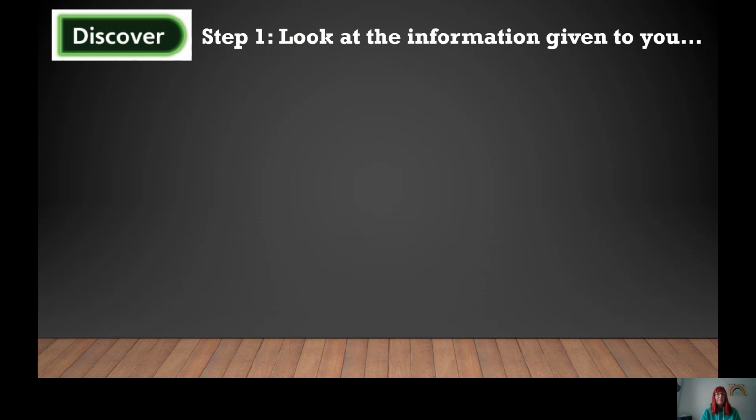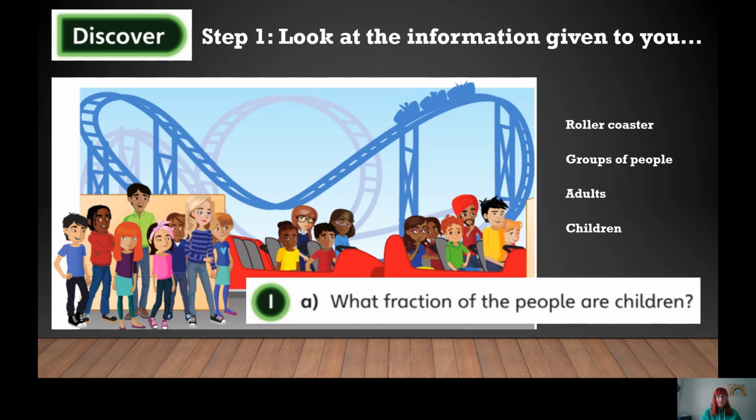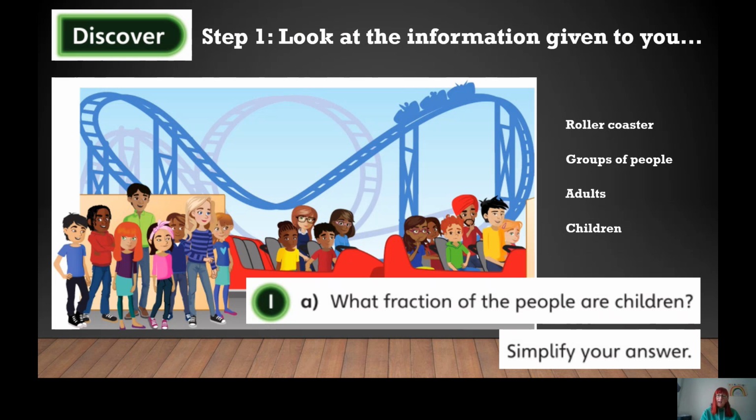All right, so we've got some information in our Discover. Let's have a little look. We've got some people, children it looks like, and adults. We've got a roller coaster. Some are in the cars waiting to go on the ride, some are waiting to go in to sit down. Some are grown-ups, some are children. The question: what fraction of the people are children? And simplify your answer.